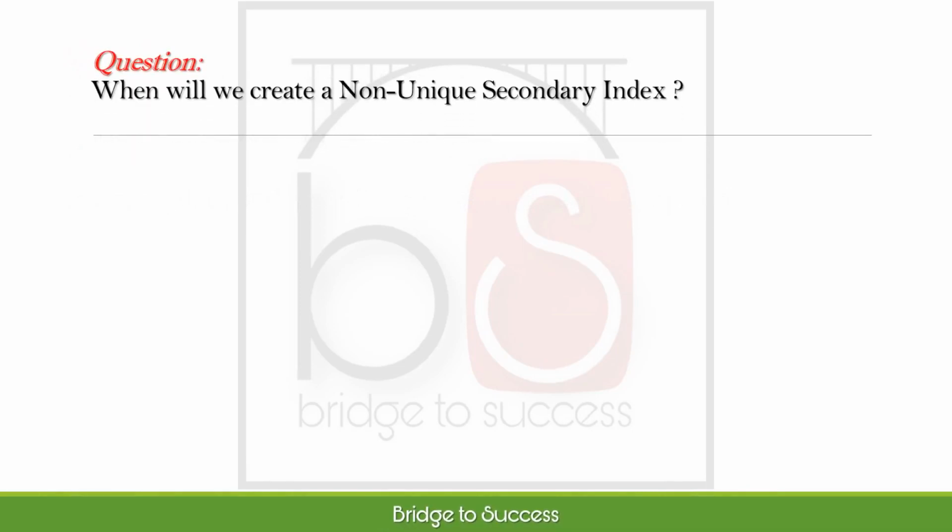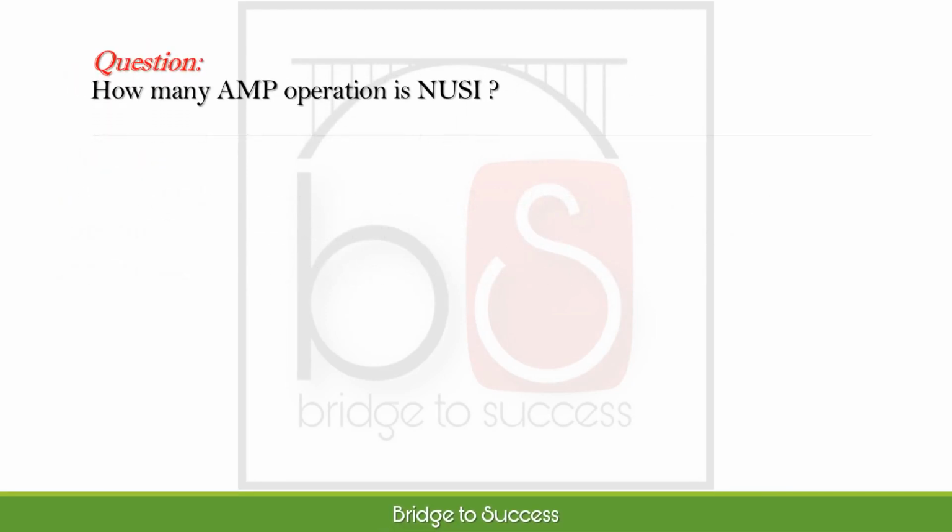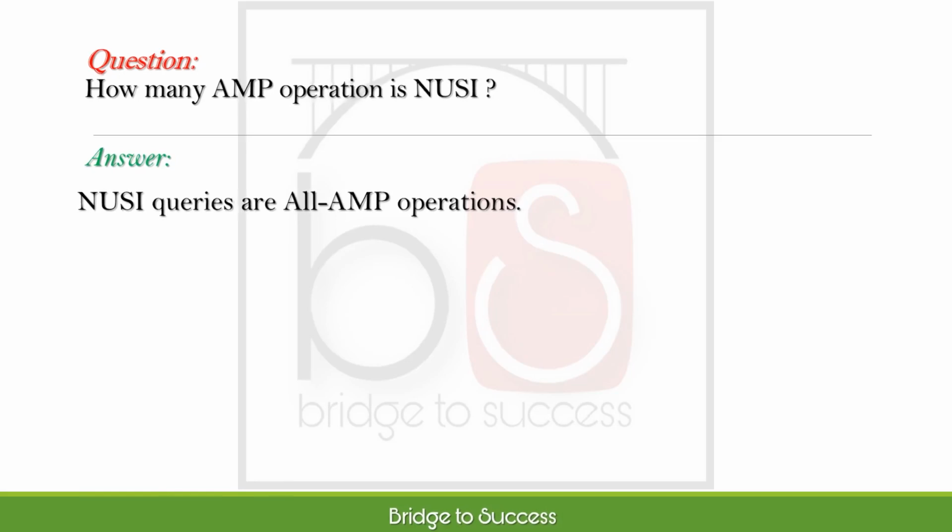When will we create a non-unique secondary index? A non-unique secondary index is usually specified to prevent full table scans, in which every row of a table is read. NUSI queries are all AMP operations, but not full table scans. How many AMP operation is non-unique SI? Non-unique secondary index queries are all AMP operations.